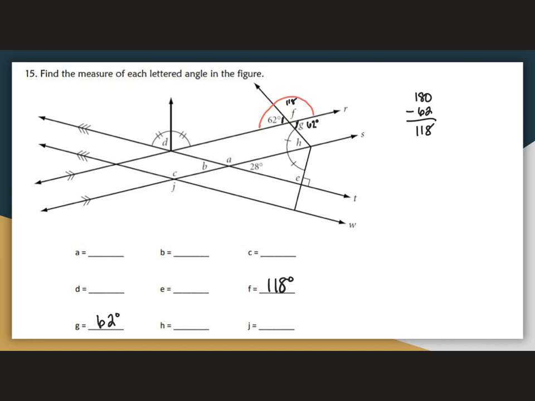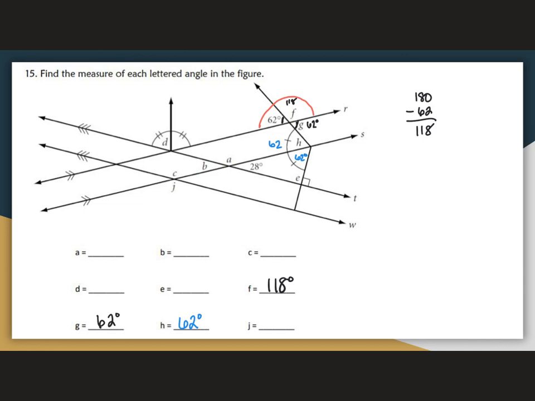The next thing I notice is because these lines here are parallel and I have a transversal, these angles, 62 and H, are corresponding. So H would also be 62. This angle is marked congruent to 62, so I'm going to go ahead and fill that in, even though it doesn't say that I have to solve for it.